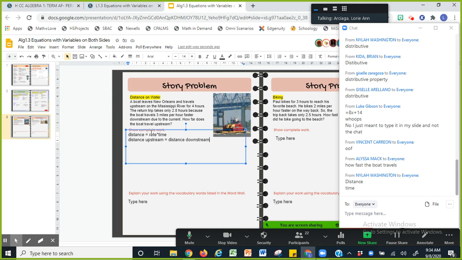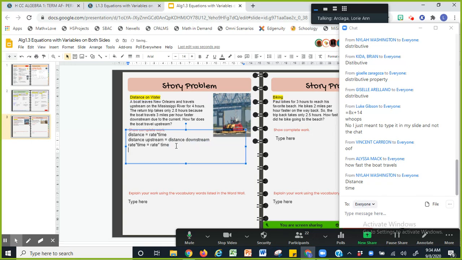Okay, so the distance upstream is equal to the distance downstream. So in other words, for each one, we're going to put rate times time going upstream. That will also be equal to rate times time going downstream, right? So what basically are we doing? I wrote down the formula for distance here, but we know that the distance traveled going upstream is the same as the distance downstream. So by substitution, the distance upstream is just rate times time, and the distance downstream is also rate times time.